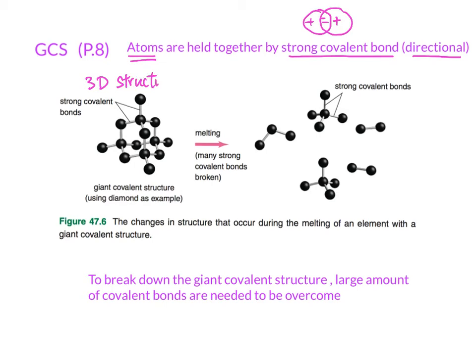If we need to break them up, quite a number of covalent bonds have to be broken. So in the process of breaking down a giant covalent structure, a large amount of covalent bonds need to be overcome. Therefore, you need a lot of energy to overcome these covalent bonds, which finally brings about a very high melting point. Compared to giant metallic structures, giant covalent structures have a higher melting point.